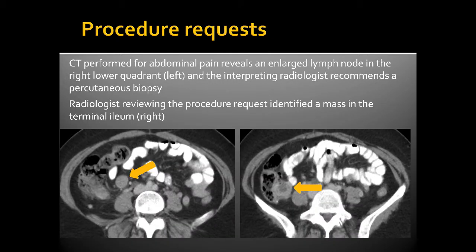Procedure requests are also another opportunity to incorporate double reads. This is a CT performed for abdominal pain, which reveals an enlarged lymph node in the right lower quadrant on the image on the left, and the interpreting radiologist recommends a percutaneous biopsy.